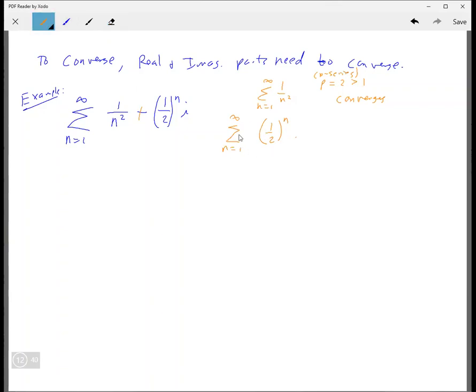But what do you think? Does this converge or diverge? Converges. Yeah, it converges. Why? Because it is less than 1. Yeah, it's a geometric series. r is equal to 1/2, which is less than 1. Okay, so overall, this series is going to converge.